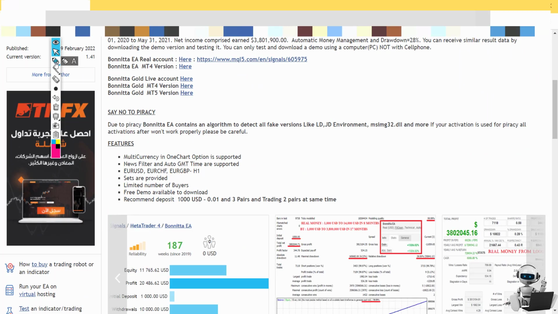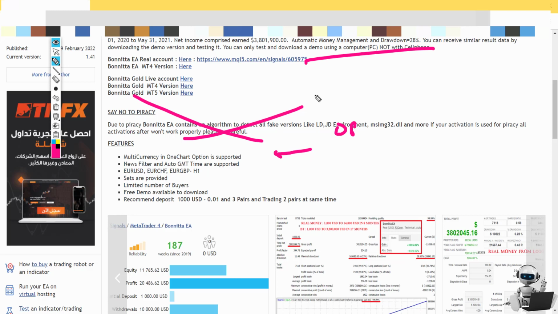So what is the advantage? The advantage we have is that it is open on one chart, so through one chart you can run the EA for all the other currencies.